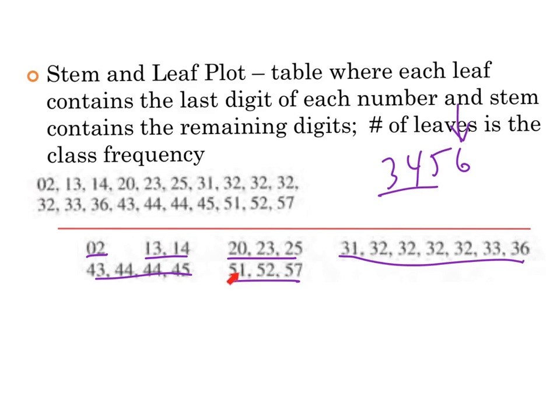These are all the 10s. These are all the 20s. These are all the 30s. So when I go to my stem and leaf plot, that's what this represents. The zeros, the 10s, the 20s, the 30s, the 40s, and the 50s. Okay, so that's the first part. This is the stem on the left. The leaves are all the other digits.